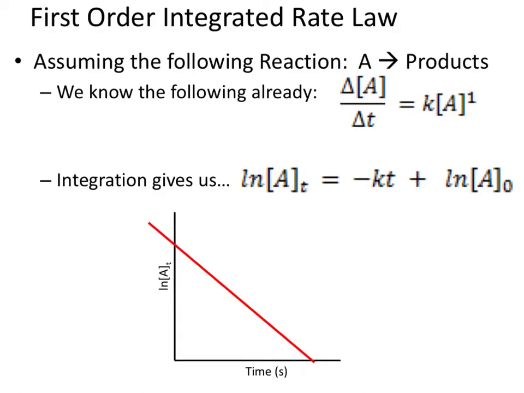The graph of it has a negative slope, right, because of the negative k here. And then the y-intercept here would be my natural log of my initial concentration, or my starting concentration. Okay, because the first order integrated rate law graph has natural log on the y-axis, time on the x-axis. Okay, so that's all a review, right?